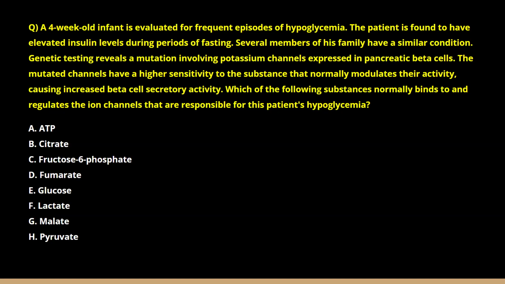Okay, so the answer is ATP. Because we said something that binds to and stops the potassium action, right? The ion channels that are responsible for the patient's hypoglycemia. So with hypoglycemia, we said insulin. So whatever regulates these ion channels.